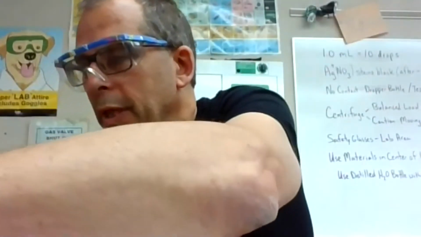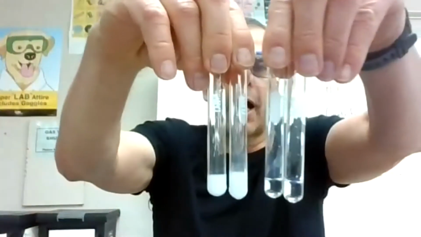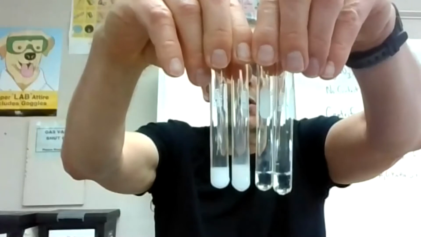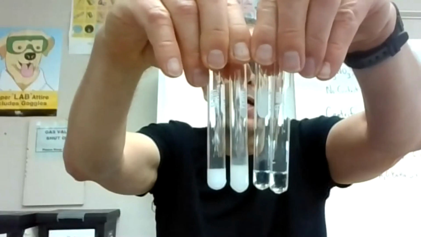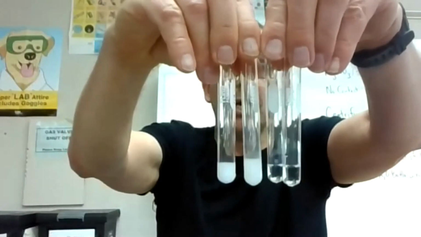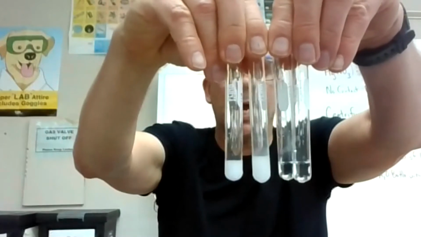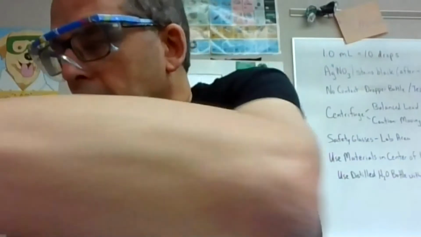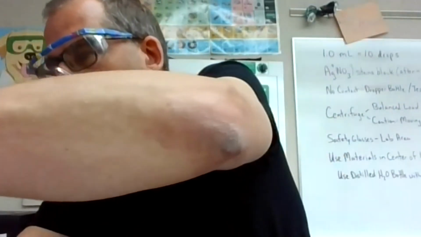Okay, so with SO4, I have the first two are clear. That's the magnesium and the calcium. And then the strontium and the barium are cloudy. Oops, knock this thing over. So that's the third test.